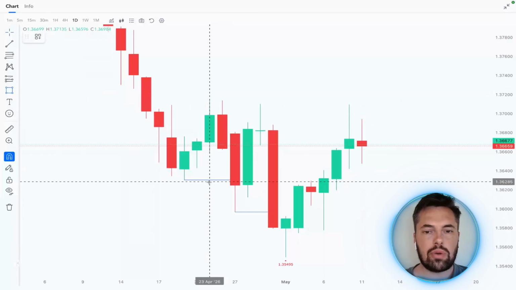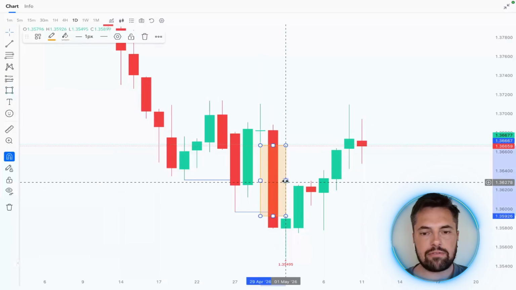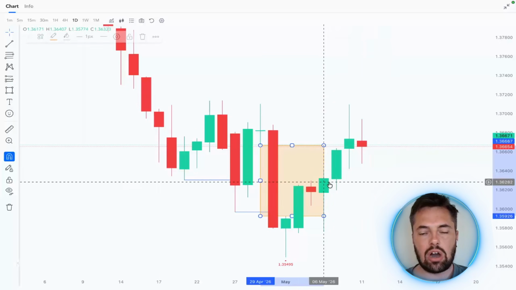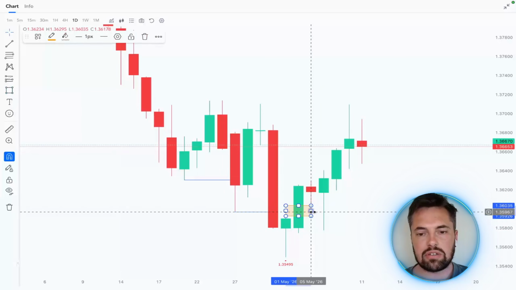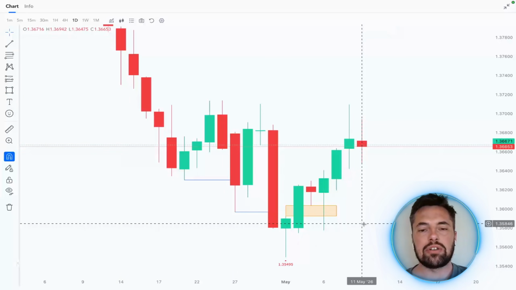Now, you also have fair value gaps, right? So there's a big fair value gap here. It didn't hold, it's gone, but that's fine. Structurally, we're still bearish. This is the most recent fair value gap. It has been used, but structurally, we're bearish. So I'm quite happy to be bearish on this one.